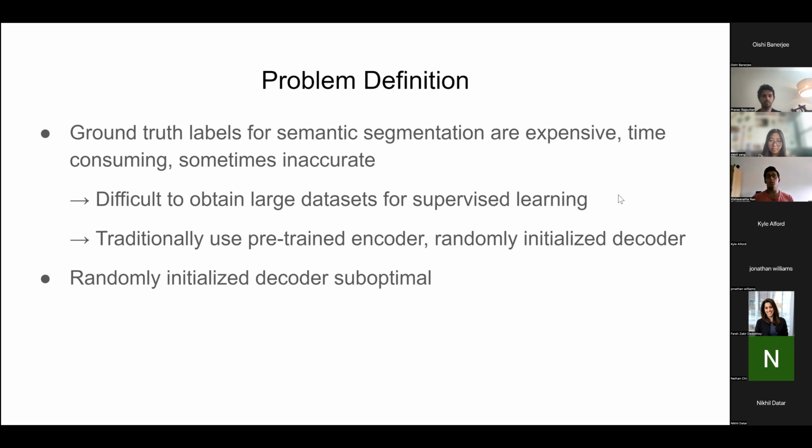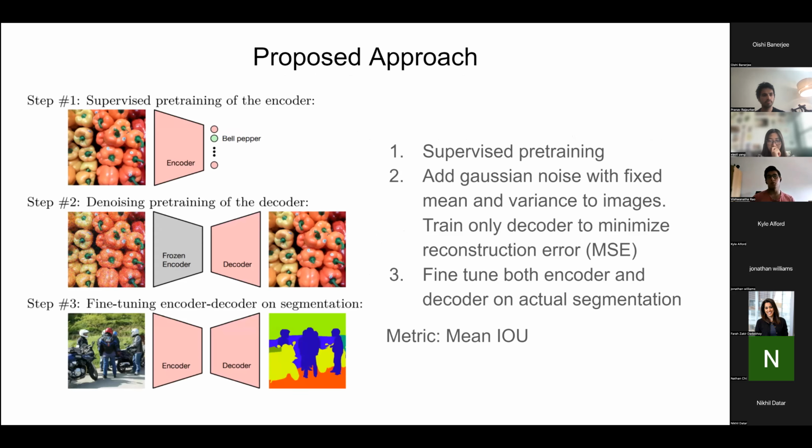The hypothesis of this paper is that using a randomly initialized decoder is suboptimal, for the same reason that using a randomly initialized encoder is suboptimal. So in this paper, they hypothesized that using a decoder pre-trained on the denoising task will actually help semantic segmentation performance. Now I want to go through the overall approach proposed by this paper, and then I'll delve into each of these steps individually.